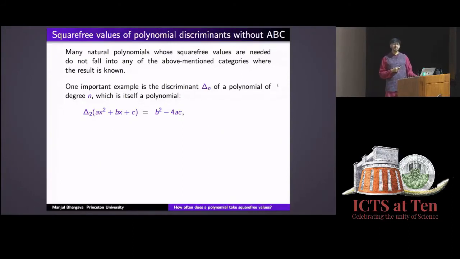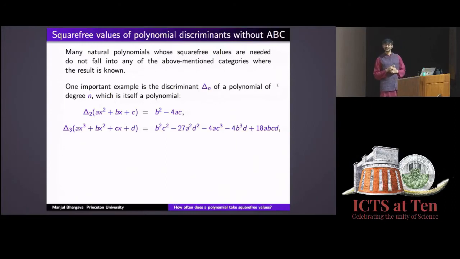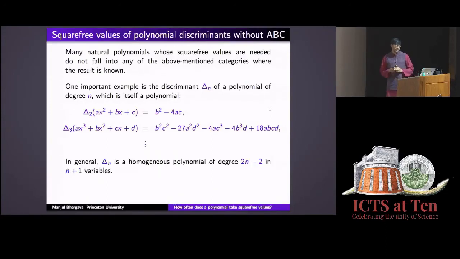But once you go to degree 3 polynomials, for some reason we're never told what the discriminant of a degree 3 polynomial is. The reason is it's a little bit long, but it fits in one line. The discriminant of a degree 3 polynomial is this degree 4 expression here in 4 variables. And in general, if you look at the discriminant of a degree n polynomial, it's a polynomial of degree 2n minus 2 in n plus 1 variables.